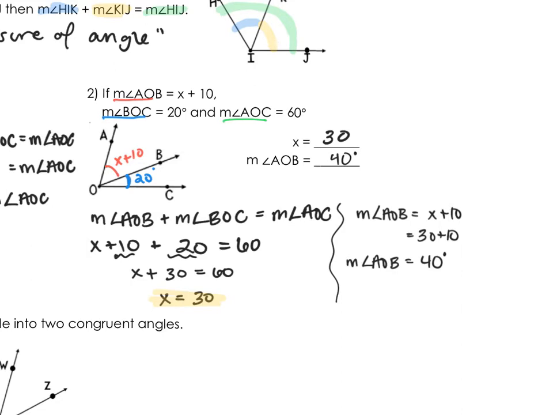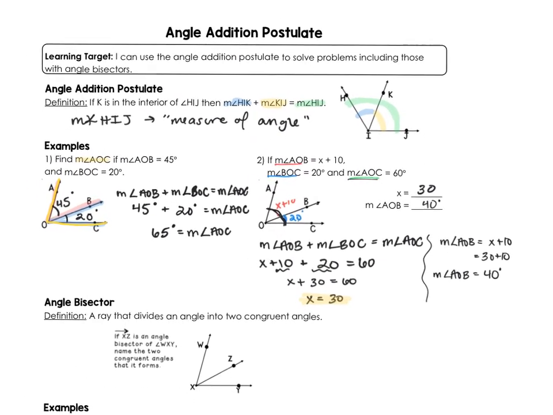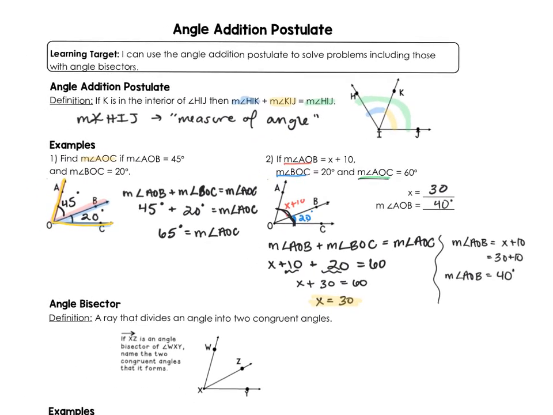The other way I could think about that problem is I know this whole thing is 60. So if the whole thing is 60 and this piece is 20 from angle BOC, well, then this would have to be 40. There aren't any other options. That must be 40 degrees. So that's angle addition, really similar to segment addition. I take two small parts, I add them together, I get the whole thing.